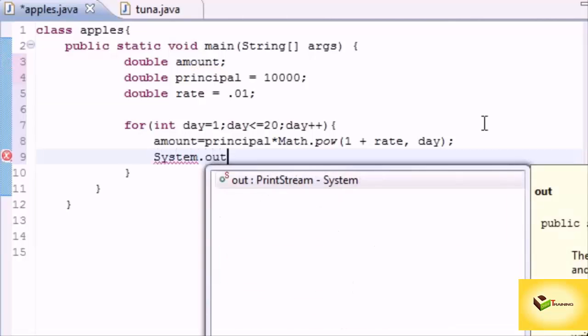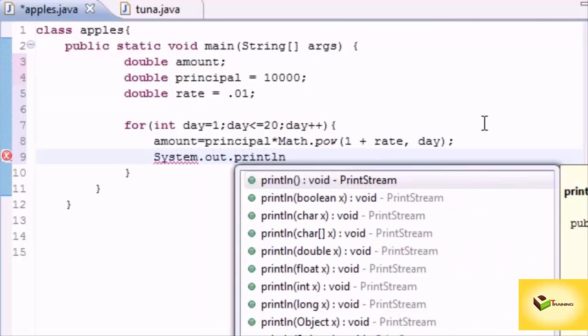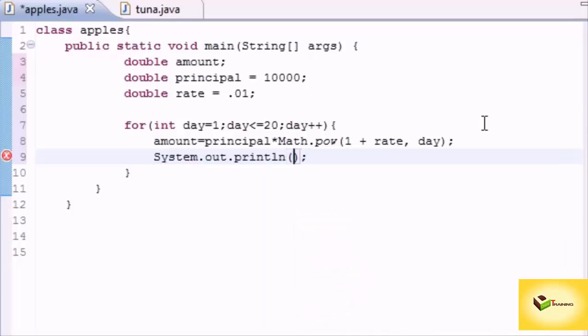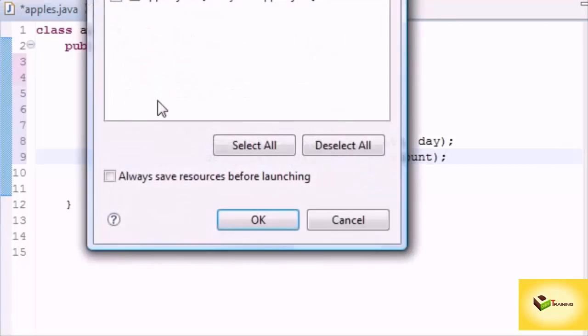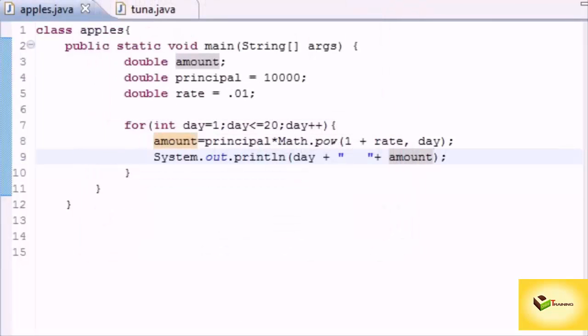System.out.println, and let's go ahead and print year, actually day. Whenever you use compound interest, you usually use year, but no one really uses day unless you're looking at YouTube subscribers, so that's why I keep typing year. Plus, add a couple spaces, amount. There you go. Let's go ahead and run this, and I'll show you what it does.